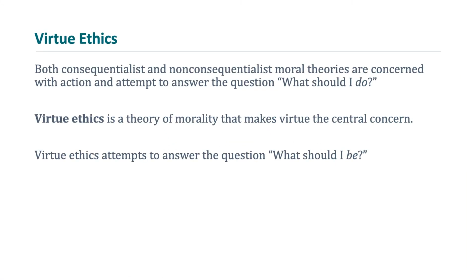So we've already looked at consequentialist moral theories and non-consequentialist moral theories. And when we're looking at those types of moral theories, the major question that we're attempting to answer is, what should I do? What are the moral rules that I should establish so that I can live according to those rules? And that's what consequentialist and non-consequentialist moral theories are primarily concerned with. When it comes to virtue ethics, the question is slightly different. In virtue ethics, we're more concerned with what should I be as a person, or what type of character should I develop as a person?